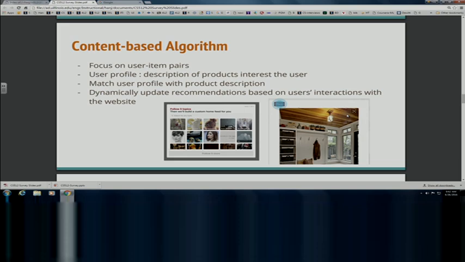This process is not only at the very beginning, but also throughout your use of this website. For example, if you're using Pinterest, you can select your interest by just clicking on the pin on the right image, so that the system can dynamically update your recommendations based on your interaction with this website.